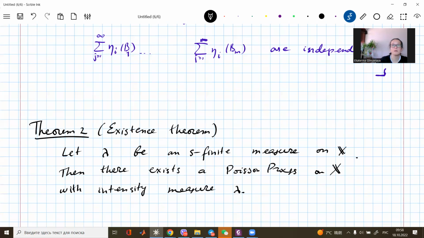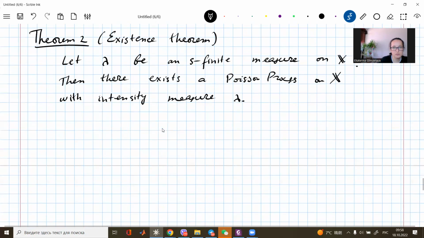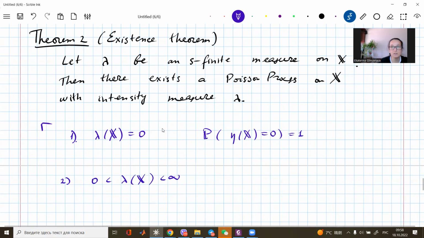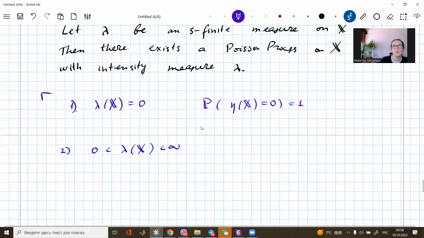Now, let me write the steps that I talked about already. For the first step, if lambda of X is trivial, this is very easy because this is just a point process where eta of X is equal to 0 with probability 1. So this is just the zero measure. It's not interesting.